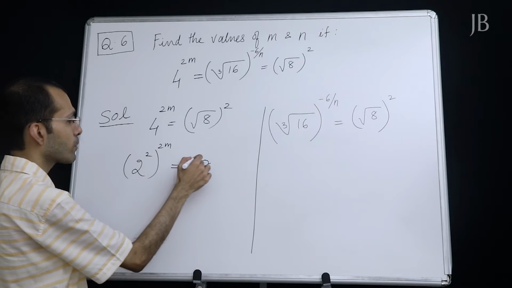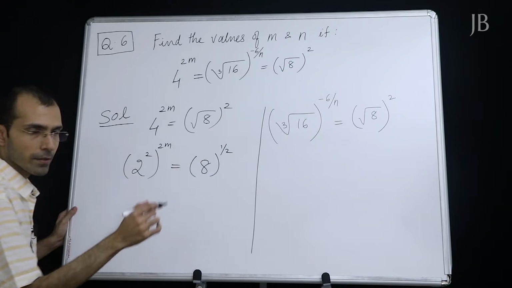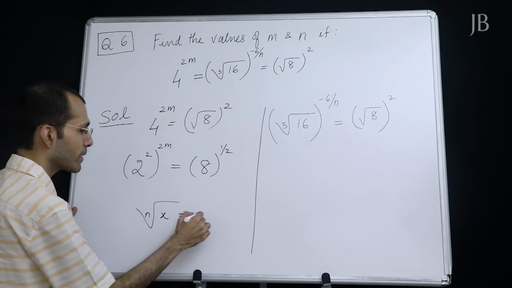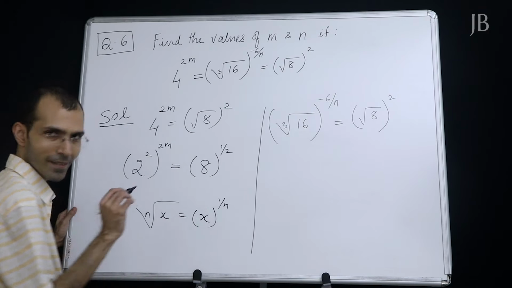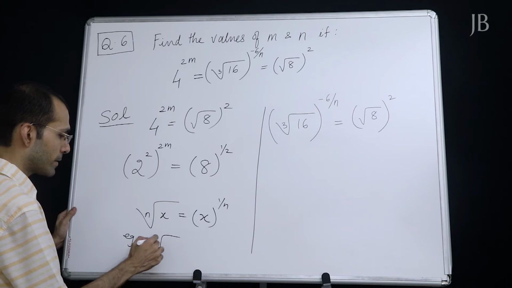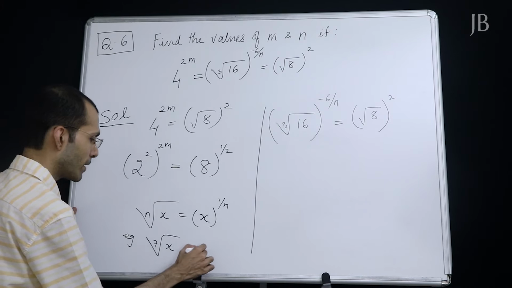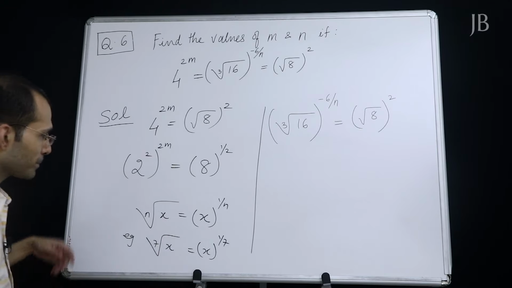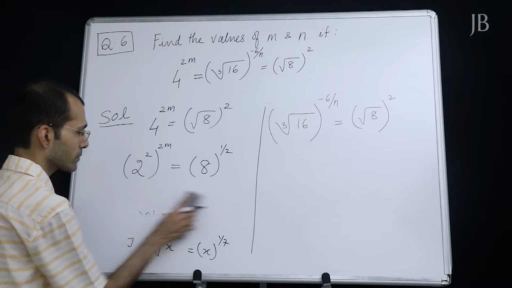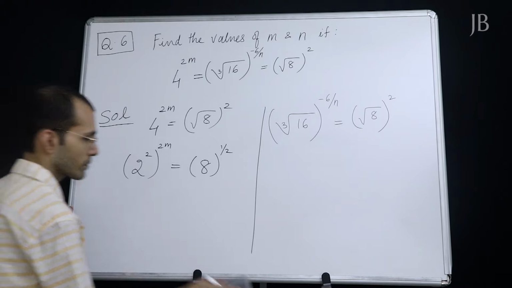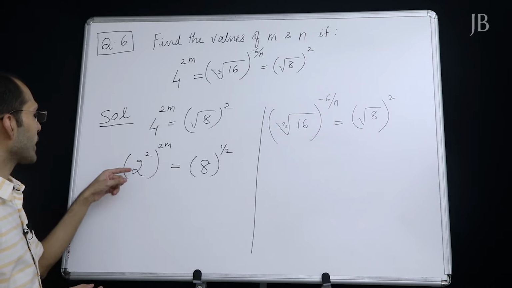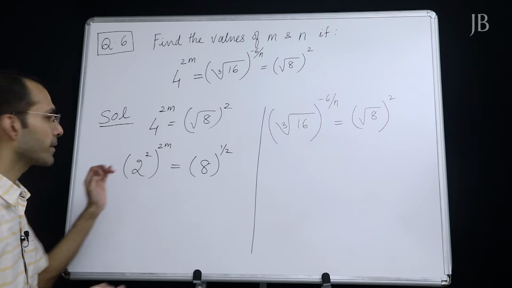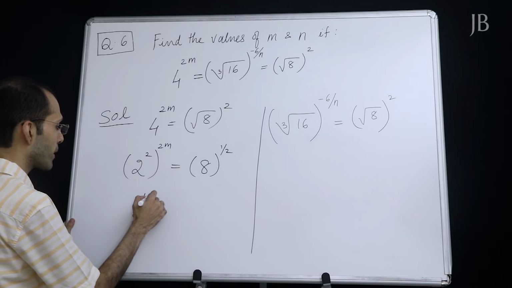So square root of 8 is what? 8 raised to half. This you are aware of. Nth root of x, remember, will be x raised to 1 by n. Example, 7th root of x will be x raised to 1 by 7, and so on. This you are aware of. Okay. Again, this is of the type a raised to m, the whole raised to n. That is a raised to mn. So it will become 2 raised to 4m.